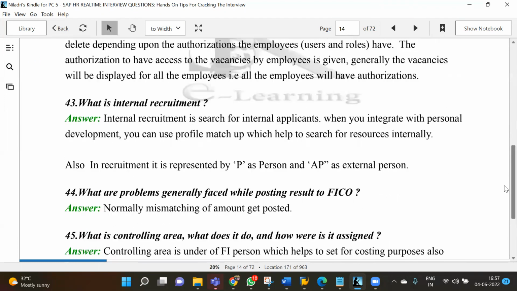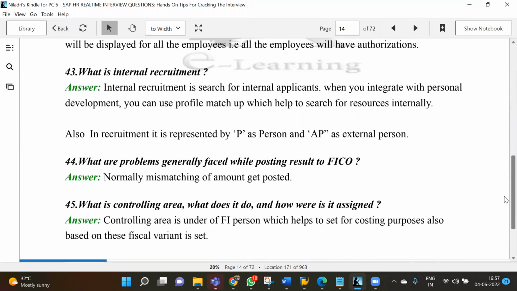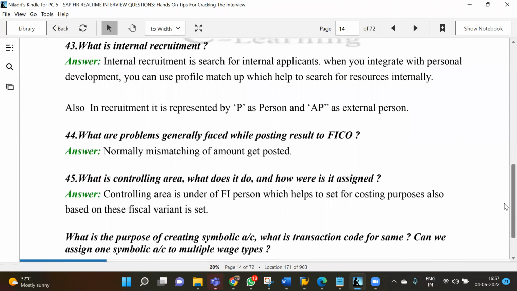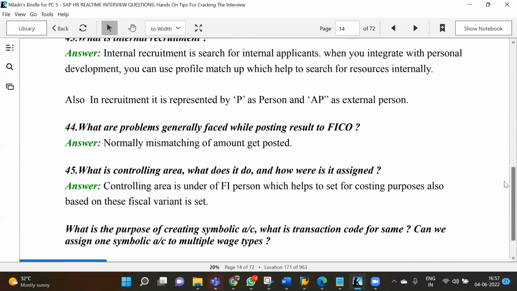Yeah, so I think this is the question. What is internal recruitment? So this again, you have to think about it. Next questions: what are the problems generally faced using payroll posting in FICO? What is a controlling area? This is related to the FI module, but you should have knowledge of this, right?